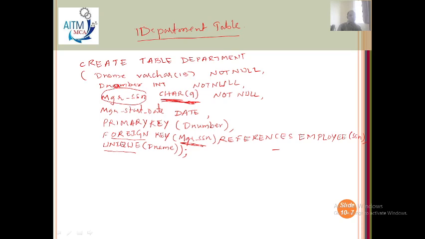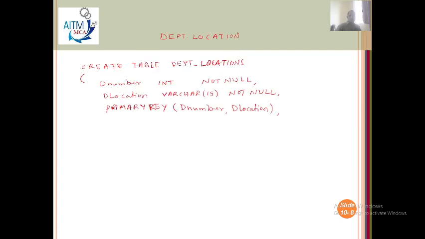Now, why is it a foreign key? Because it is a primary key of another table. Which table? Employee table. So, whenever it is a foreign key, it references the employee table. In that employee table, it will go for the SSN attribute. SSN attribute is a primary key in that. Got it?